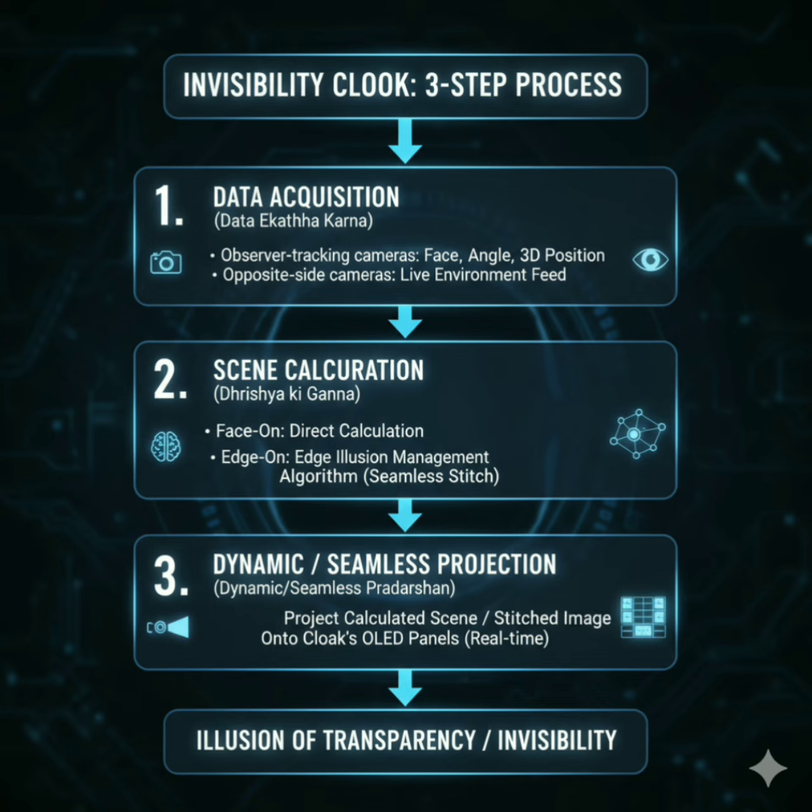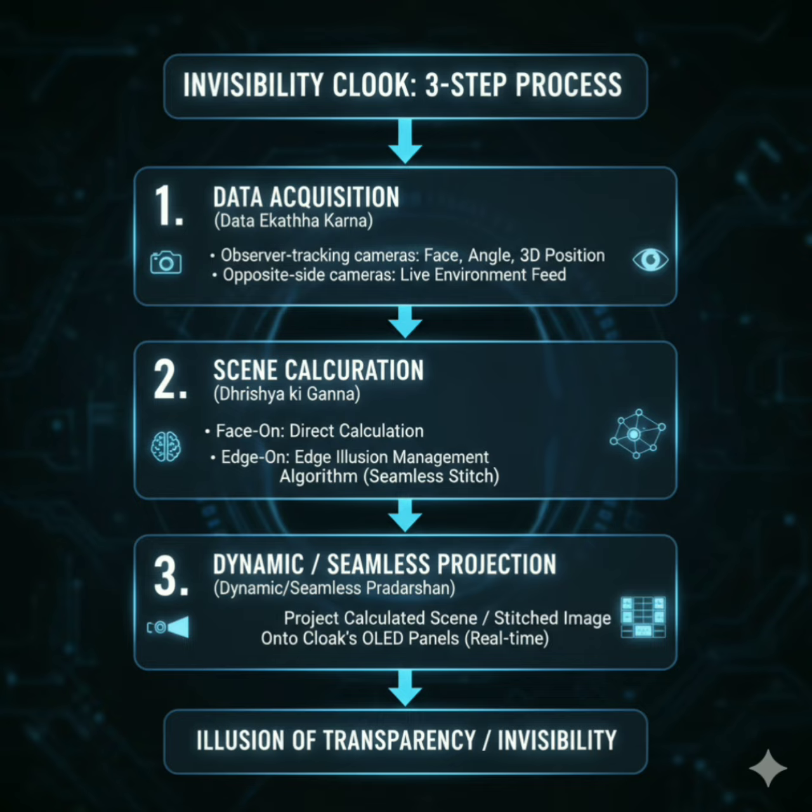The second step is scene calculation. Here, the data we've collected is processed. If the observer is face on, the system performs a direct calculation. And if the observer is edge on, our special edge illusion management algorithm is used, which performs seamless stitching.